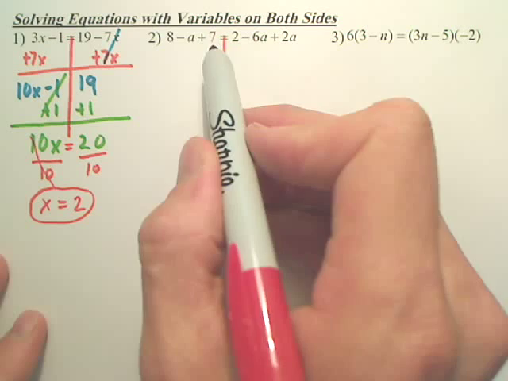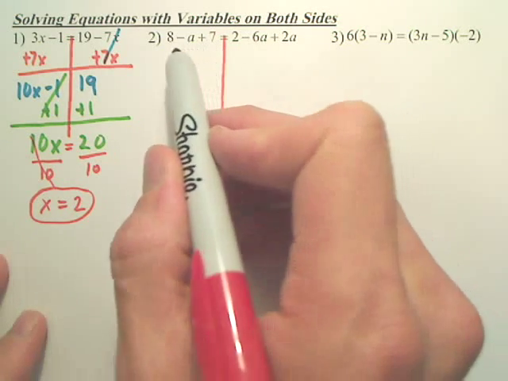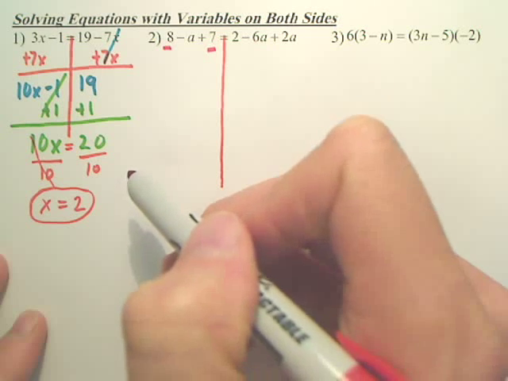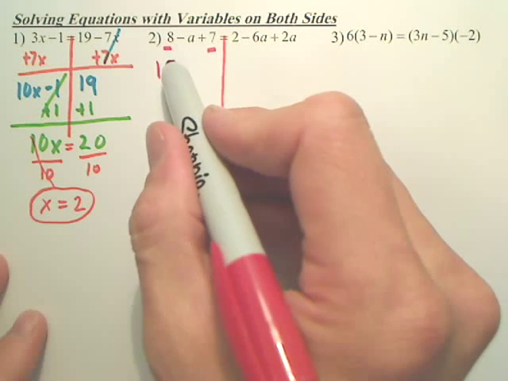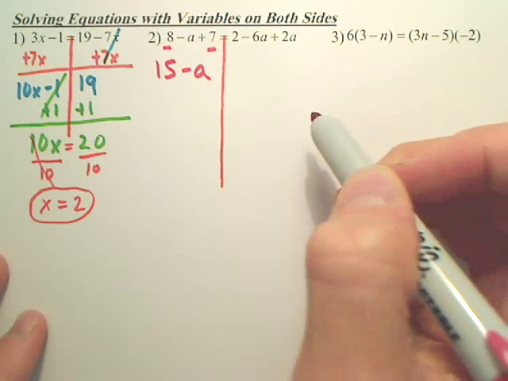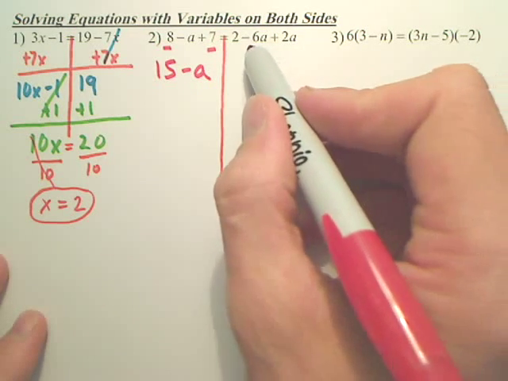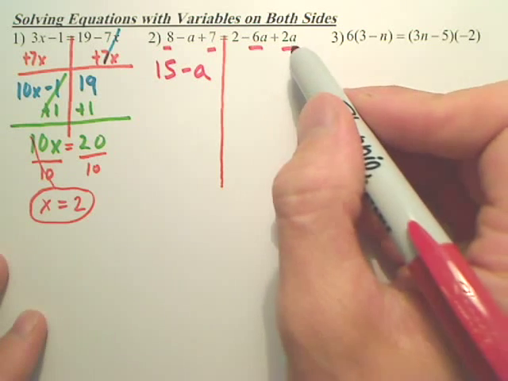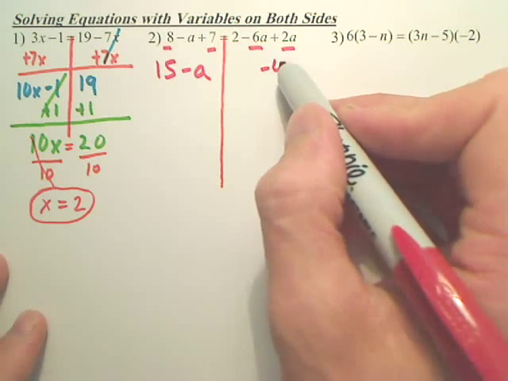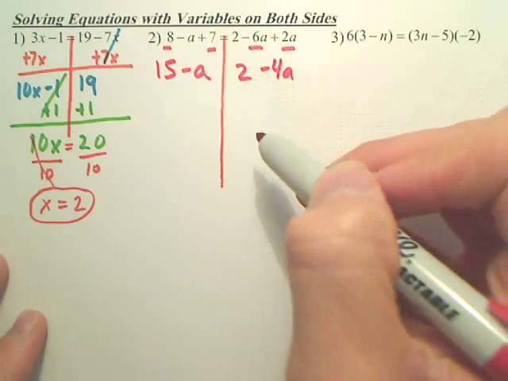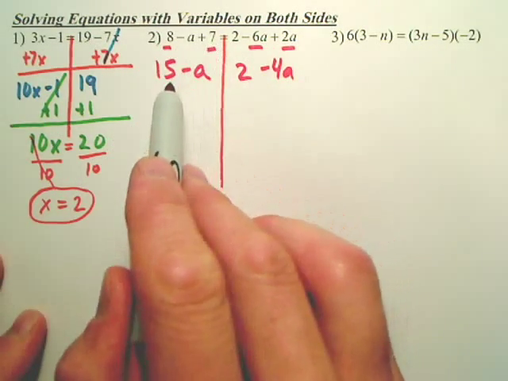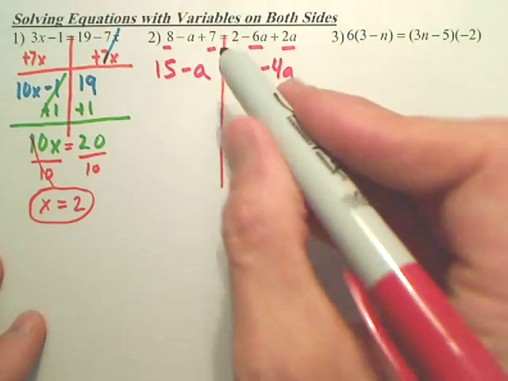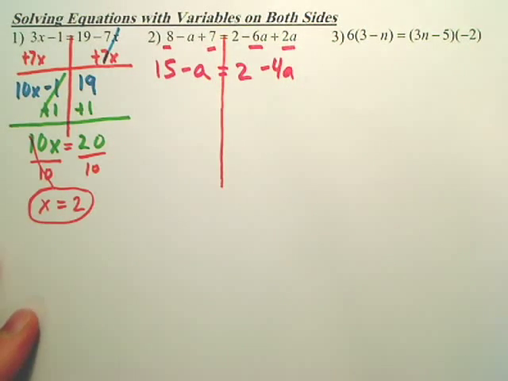So look over here. Can we simplify anything over here? Can we combine anything? Yes. 8 and 7 gives you 15. Over here, the a's combine. Negative 6 and 2 gives you negative 4a. And then bring down the 2. So over here we combine the 8 and 7. Over here we combine the 2 a's. Now we're nice and neatly simplified. You can put the equal sign if you want.